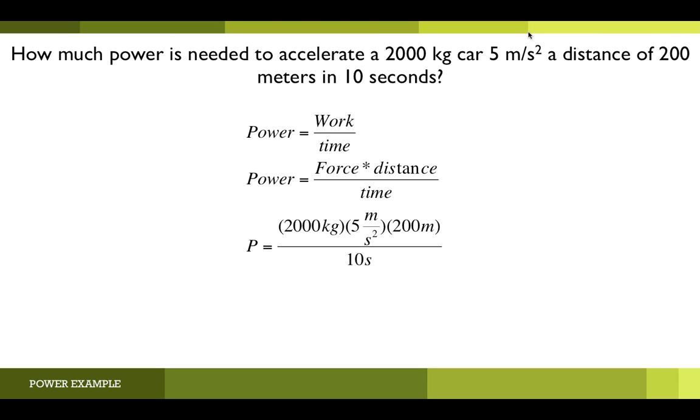So the mass of 2,000 kilograms times the acceleration of 5 meters per second squared gives us the force, multiply that by the distance of 200, which gives us the work, divide that by the 10 for the 10 seconds, put all that into our calculator, and we get our power. So our total power is going to be 200,000 watts. That's quite a bit of power.